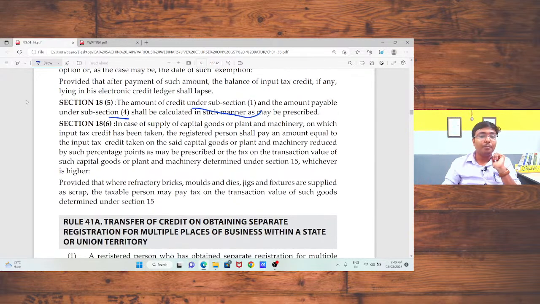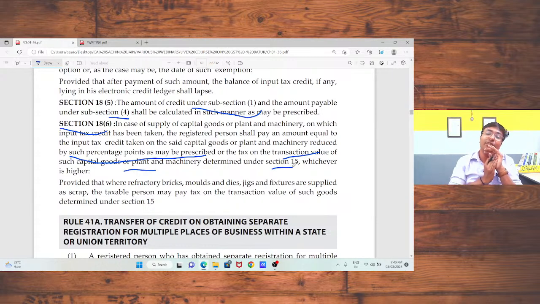Okay, now section 18 subsection 6. In case of supply of capital goods or plant and machinery on which input tax credit has been taken, the registered person shall pay an amount equal to the input tax credit taken on the said capital goods or plant and machinery reduced by such percentage points as may be prescribed, or the tax on the transaction value of capital goods and plant and machinery determined under section 15, whichever is higher.